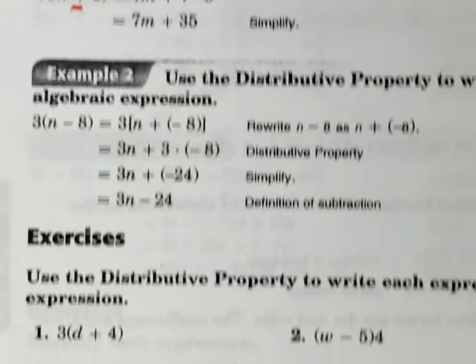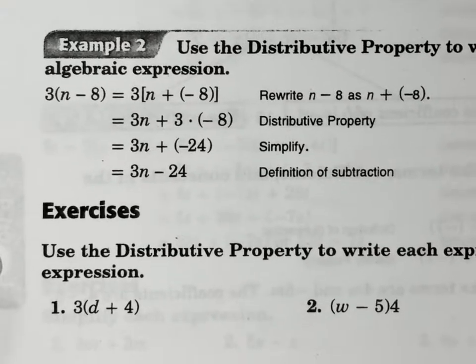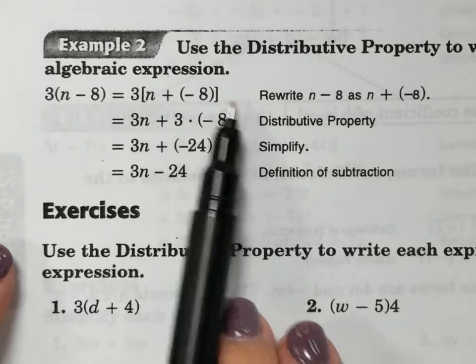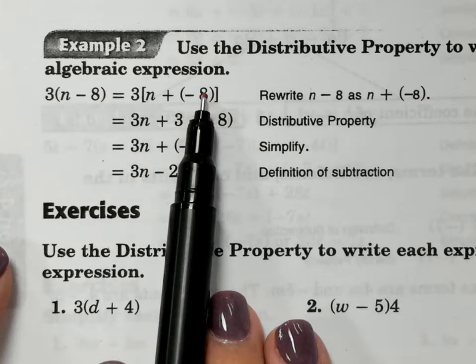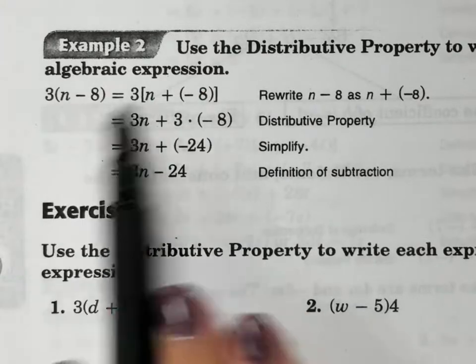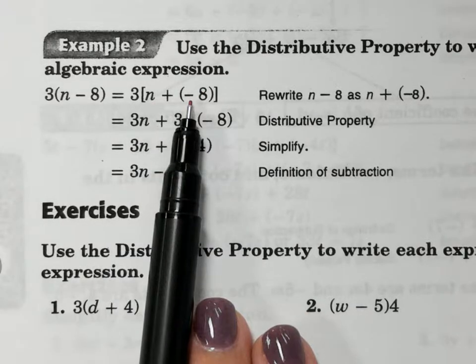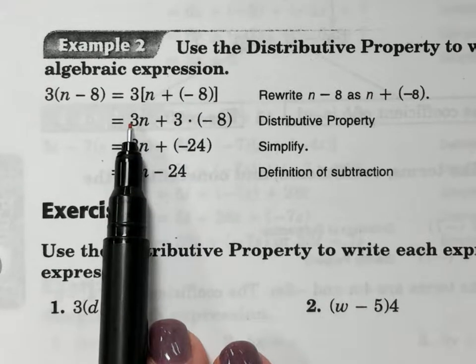The second one's a little bit different. We have 3 times n minus 8. So just like when we were subtracting integers, we always changed our subtraction problems to addition problems. This is kind of the same thing. When I'm using the distributive property, I prefer to leave it as subtraction, but our notes change it to addition. So you can do whichever you want. Right now we're going to look at the addition one, and then we'll do it as a subtraction problem as well.